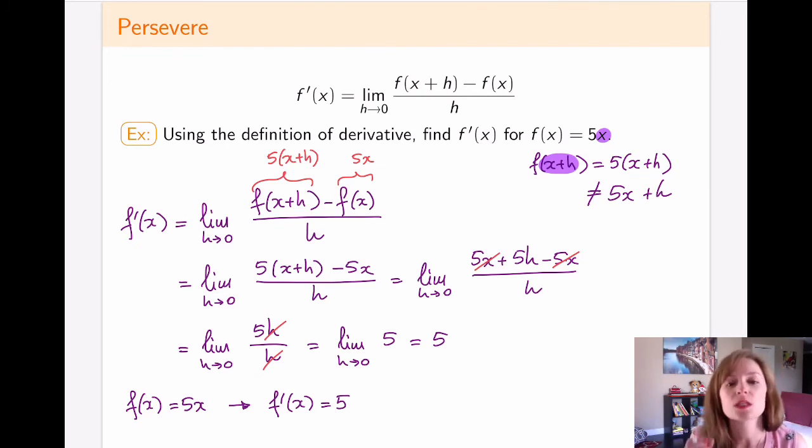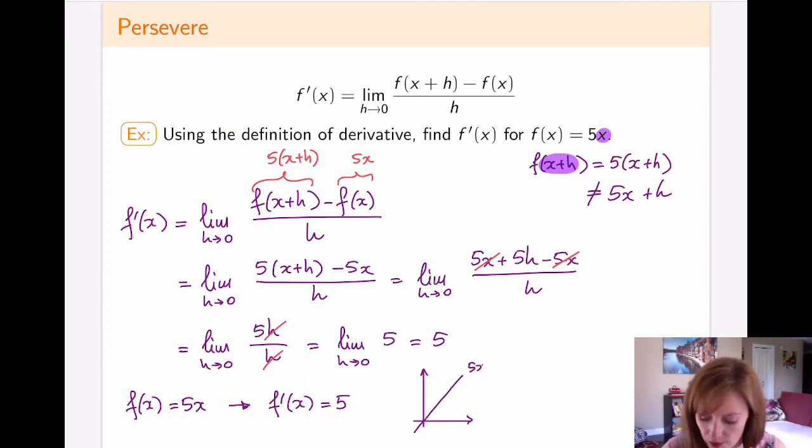Let's make sure that this corresponds to our graphical understanding of what a derivative is. The function is 5x. If I were to sketch that, 5x is just a line. This is a line with slope 5, like mx plus b, but there's no b, b is 0, so it's going through the origin. It's a line of slope 5 through the origin. If I draw a tangent to this function at any point, it's just going to be this line itself. So its tangent is itself, and the derivative is the slope of the tangent line.